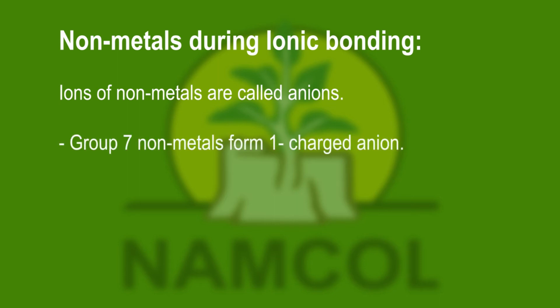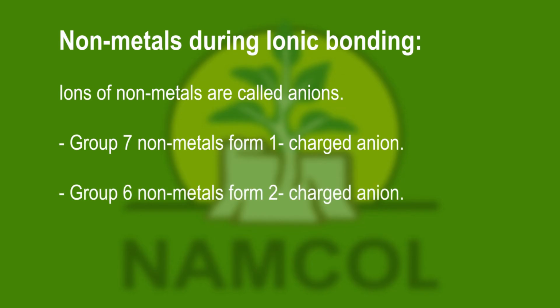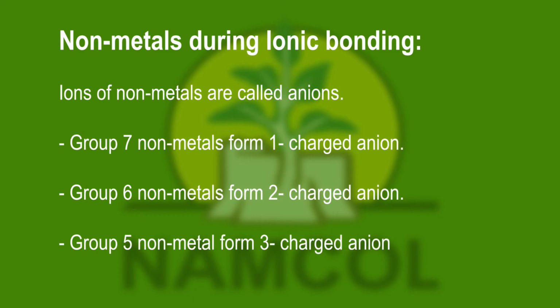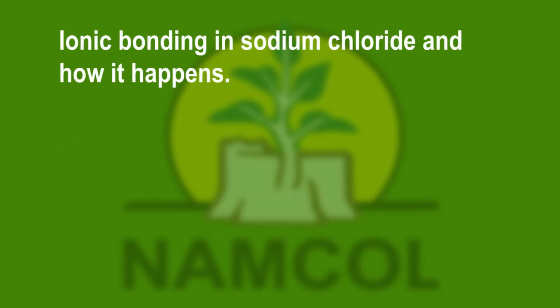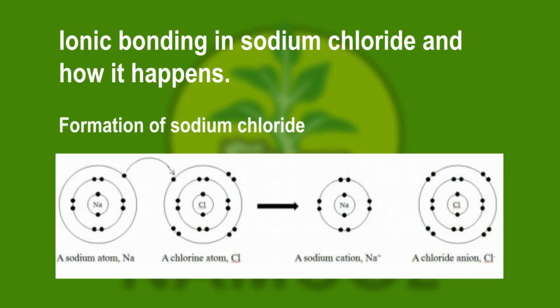Group 7 nonmetals will have a 1- charged anion. Group 6 nonmetals a 2- charged anion. And group 5 nonmetals a 3- charged anion after receiving electrons. Now let us look at the drawing of ionic bonding in sodium chloride and how it happens. Sodium loses one electron and chloride takes that electron.